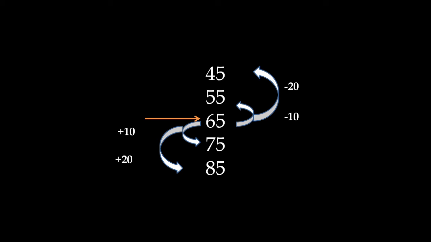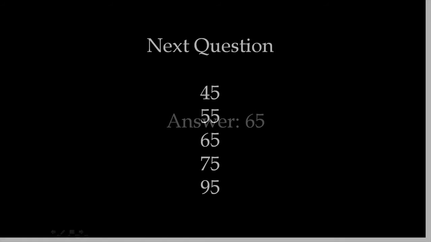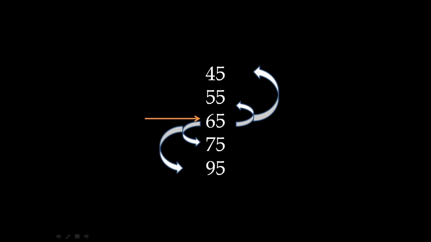You can try it out by adding all the numbers and dividing them by 5. You would still get the same answer, 65. Let's have a little bit of a twist in this question. Let's change the numbers to 45, 55, 65, 75 and 95. Instead of 85, let's put 95 here and arrange the numbers.